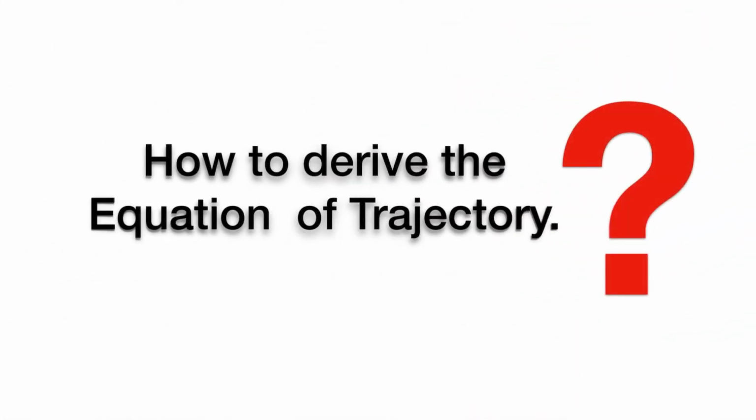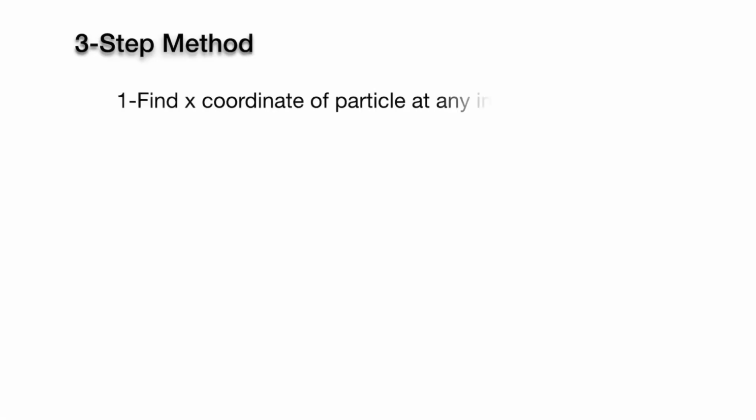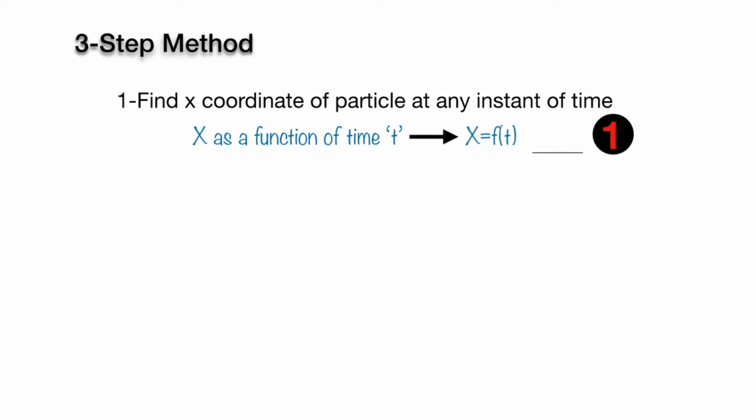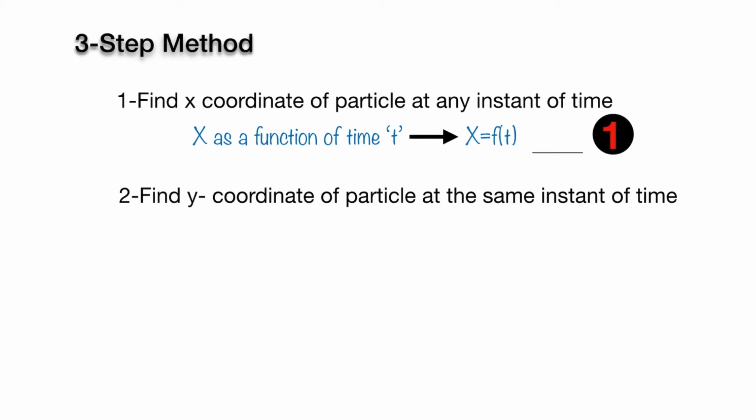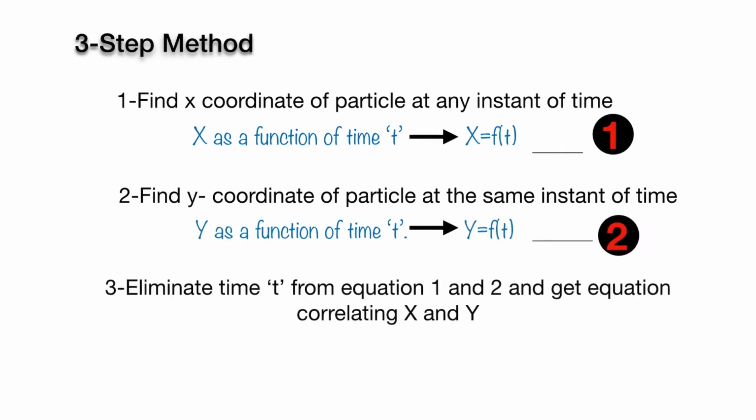Now the question is how to derive the equation of trajectory. There is a three-step method for it. Step 1, find the x coordinate of the particle at any instant of time, so x as a function of time t. The next one is find the y coordinate of the particle at the same instant of time, that means y as a function of t. In the third step, eliminate this time t from equations 1 and 2 and get an equation correlating the x and y coordinates, the y as a function of x.